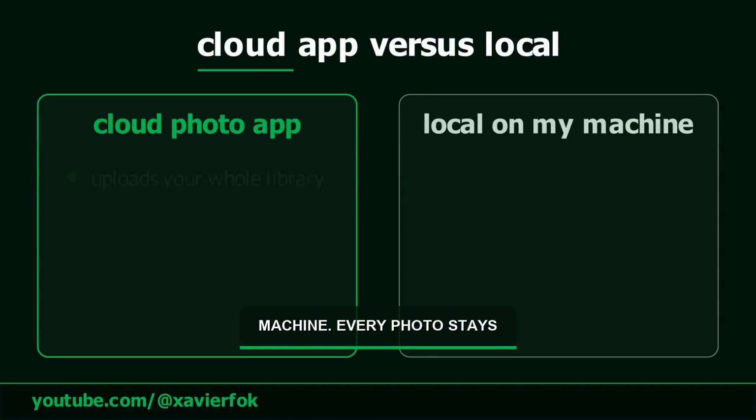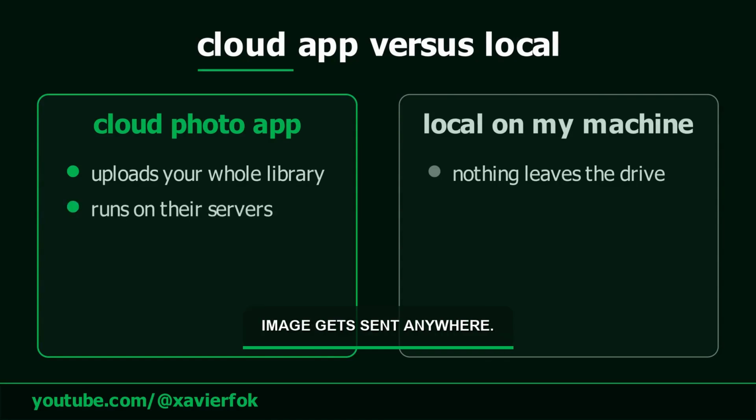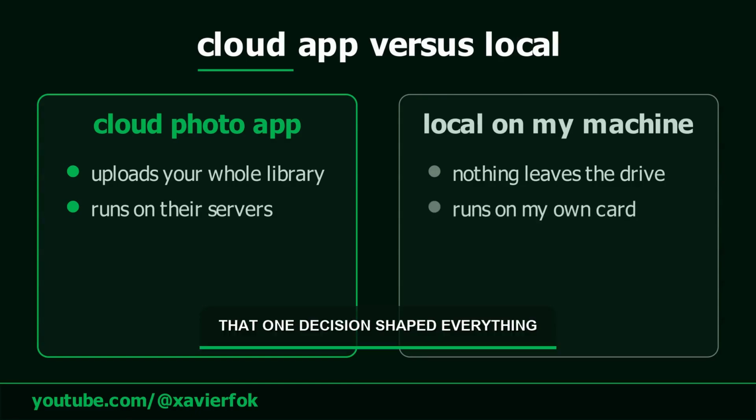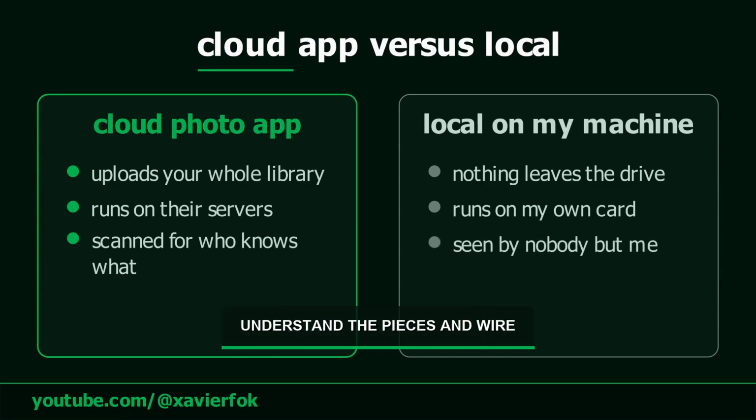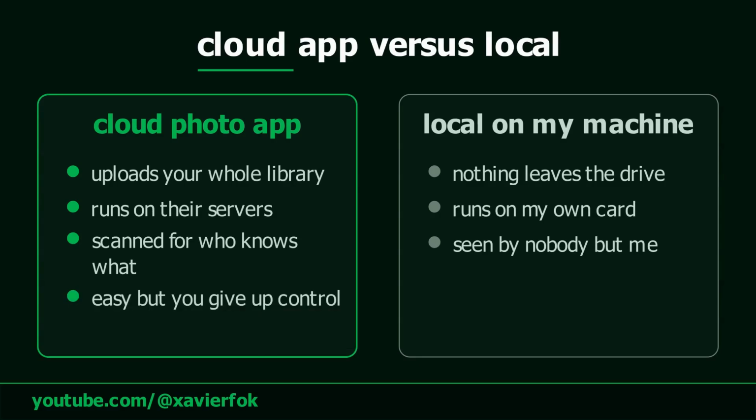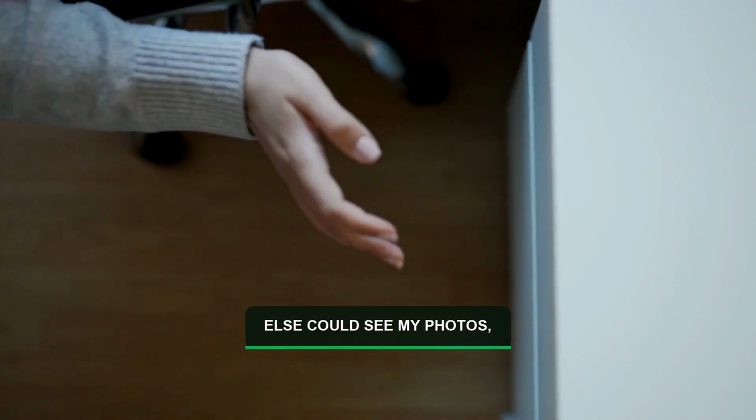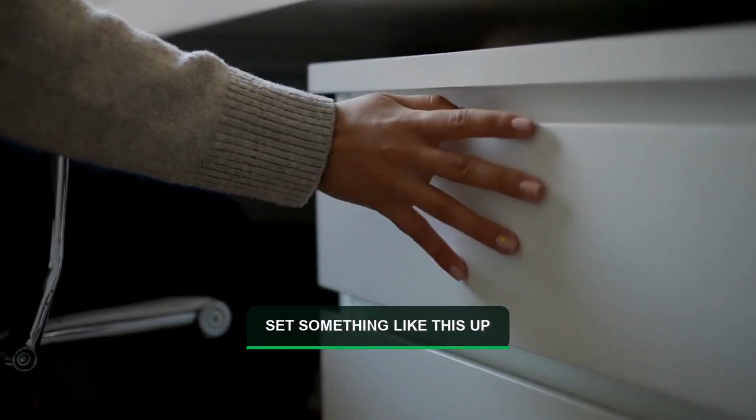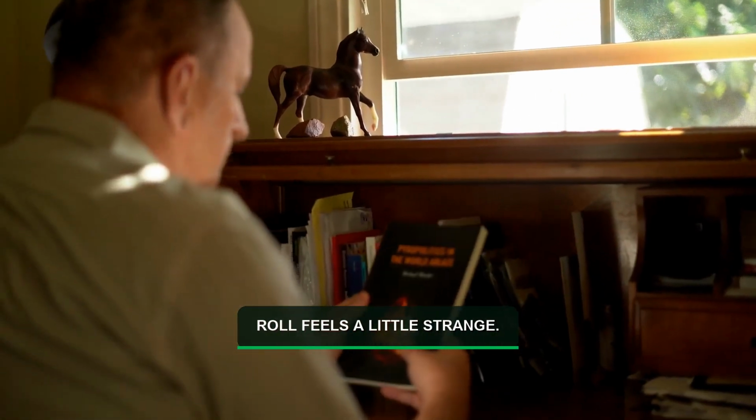Nothing leaves this machine. Every photo stays on my own drive, the model that looks at them runs on my own graphics card, and not a single image gets sent anywhere. That one decision shaped everything else. It meant I could not just pay for a slick app and call it done. I had to actually understand the pieces and wire them together myself. But it also meant I never had to wonder who else could see my photos, because the answer was nobody. And honestly, once you have set something like this up once, going back to handing a company your whole camera roll feels a little strange.